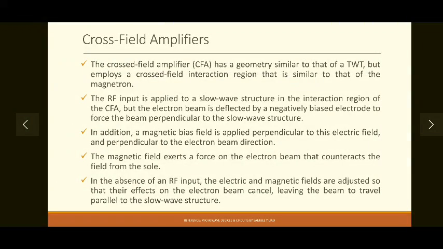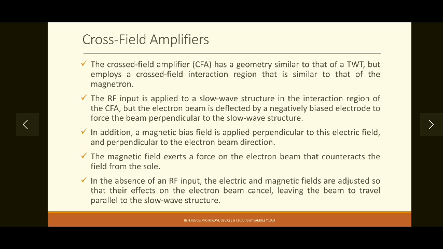So what is CFA or crossfield amplifiers? These have a similar geometry to that of a TWT. Remember, TWT is a linear beam type tube or O type tube, whereas CFA is a crossfield tube or M type tube. But CFA employs a crossfield interaction, similar to that of a magnetron. So the electric field and magnetic field inside CFA are similar to magnetron, but the structure or geometry is similar to TWT. The RF input is applied to a slow wave structure in the interaction region of CFA, similar to that of TWT.